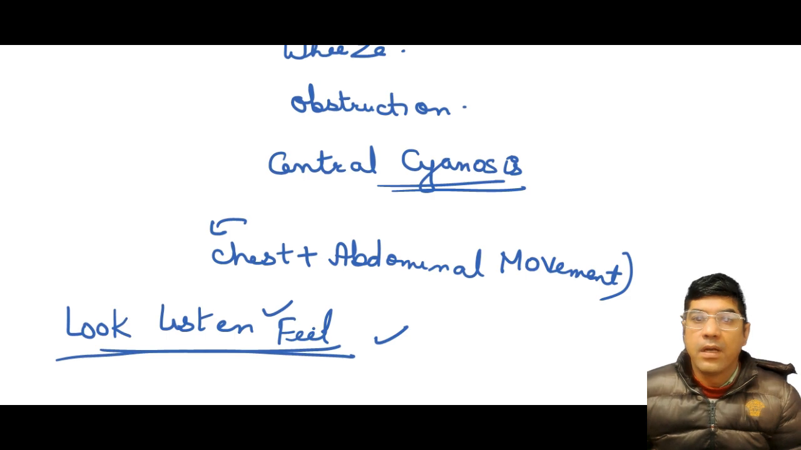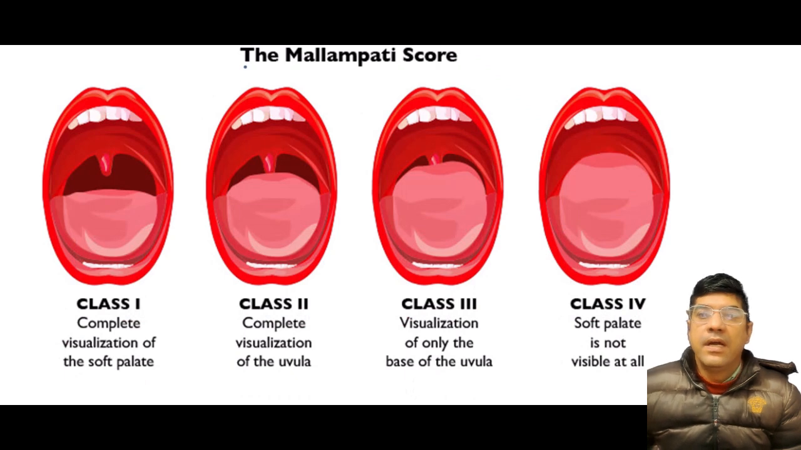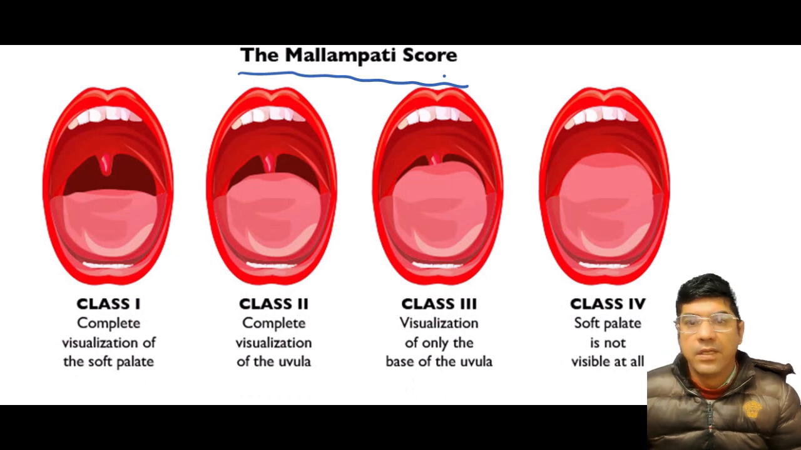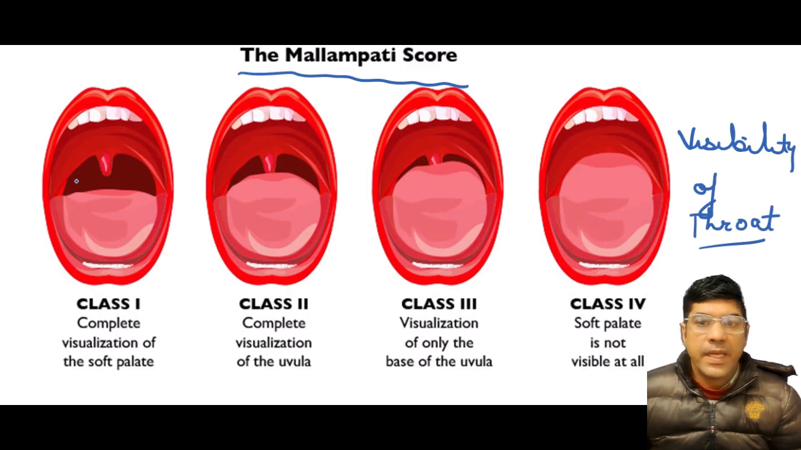Other thing that you can do is a Mallampati score. It's a method that is used to assess the visibility of the person's airway structures and predict the potential difficulties that are encountered during intubation or airway management. The scoring system is based upon the visibility of the different parts of the throat when the person is seated upright, mouth wide open and tongue fully extended without phonation, that is without making any sound. The scoring system ranges from class 1 to class 4.